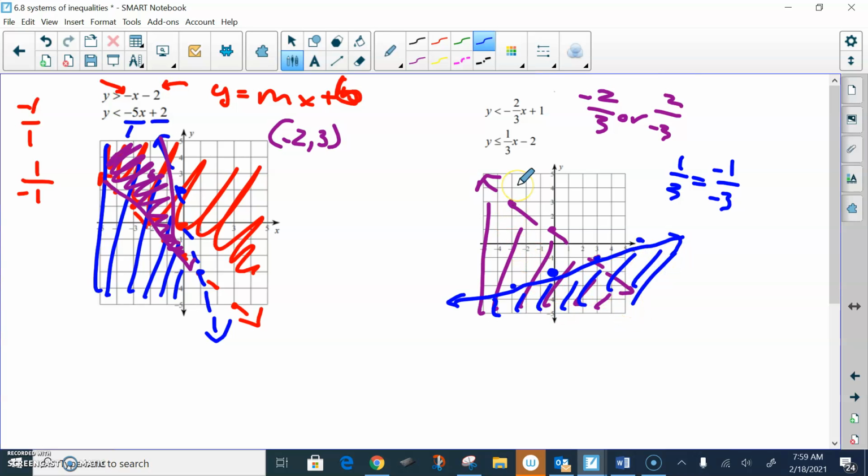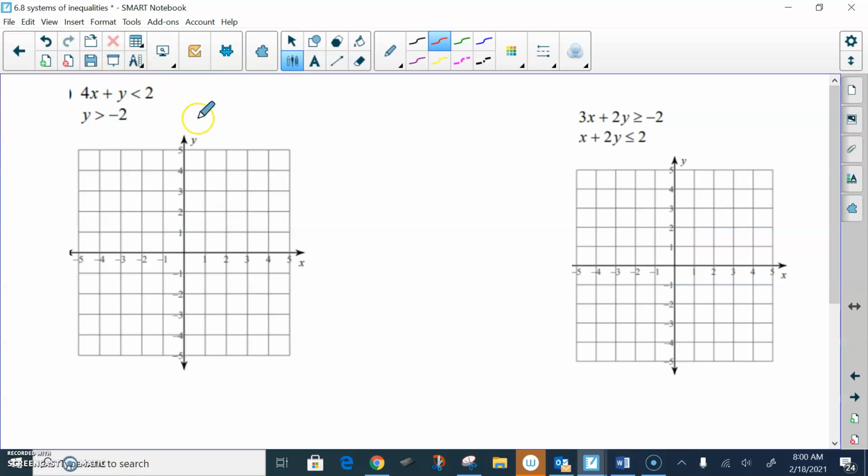So the solution of our system is just where the two overlap. So that's going to be this region here. So again, if we wanted to check, we could choose a point in that region, substitute it in, and see if it works. What happens if they're not so nice and they're not in slope-intercept form?